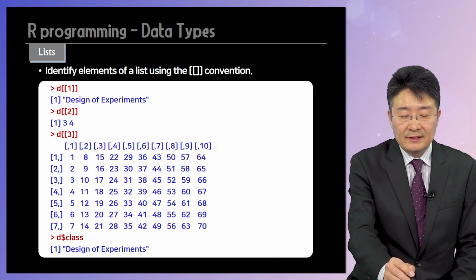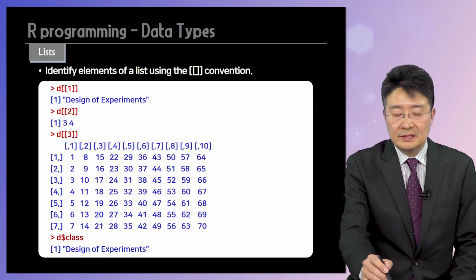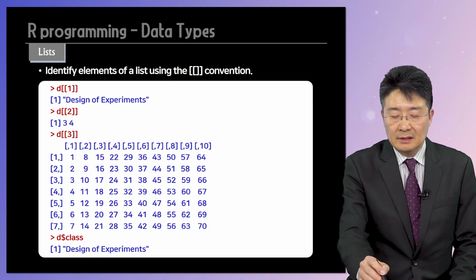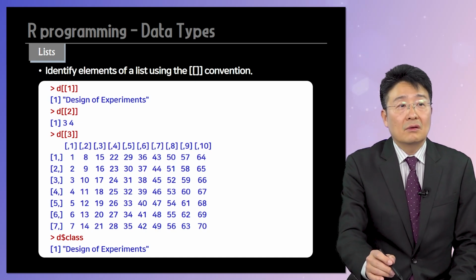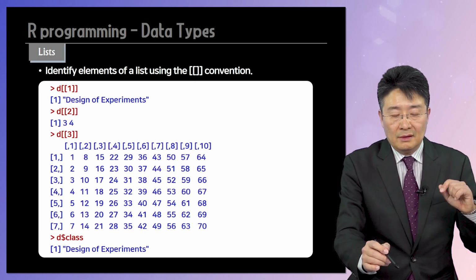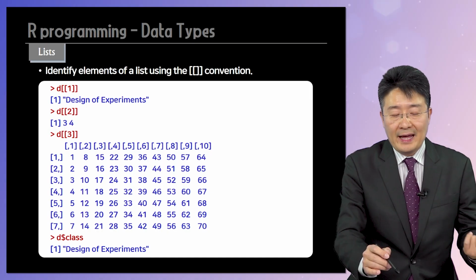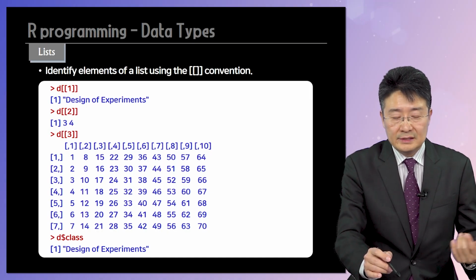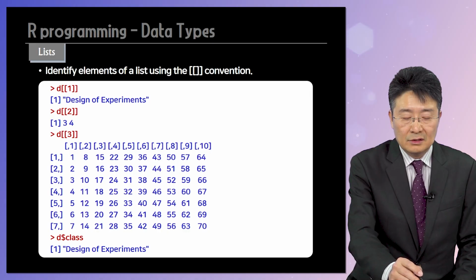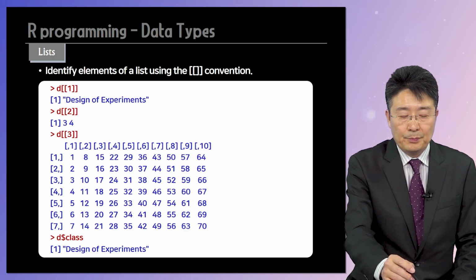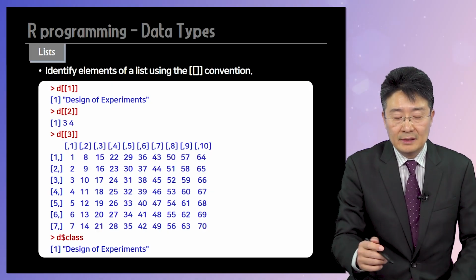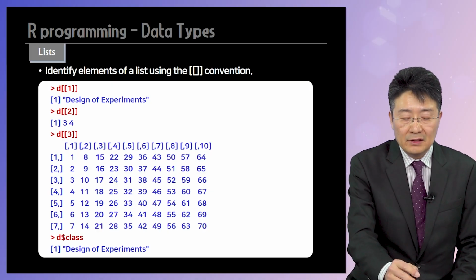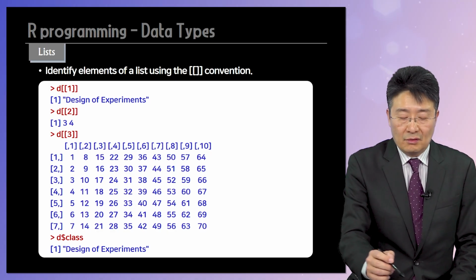In order to identify elements of a list, use the double bracket convention. To identify a specific element of a list, you can use double brackets. If you put 1 inside the double brackets, you can get the first element of the list.